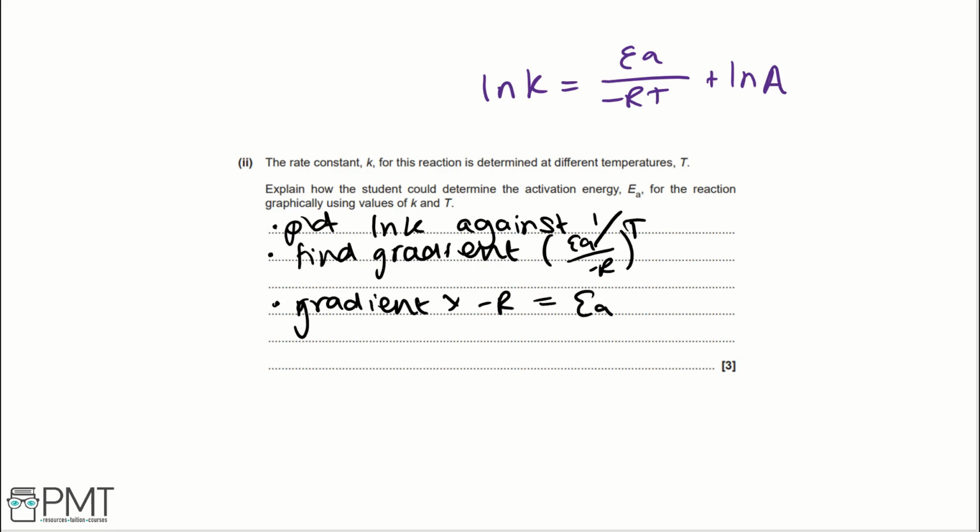For this question, you get a mark for each of the bullet points that I've drawn up here. So 1 for saying plot ln k against 1 over T, 1 for finding the gradient, and 1 for saying that the gradient multiplied by minus R equals EA.